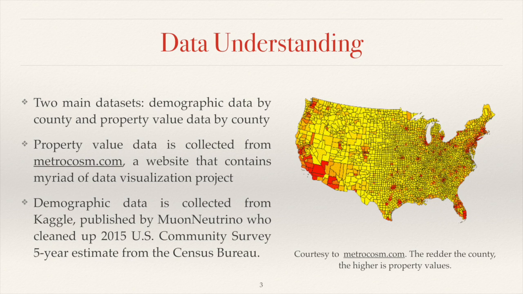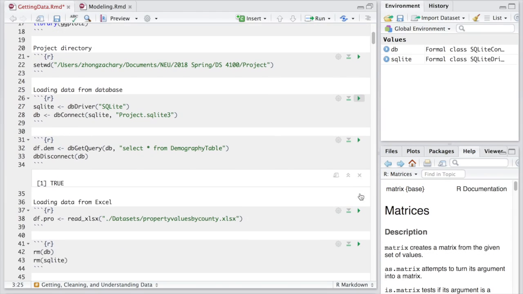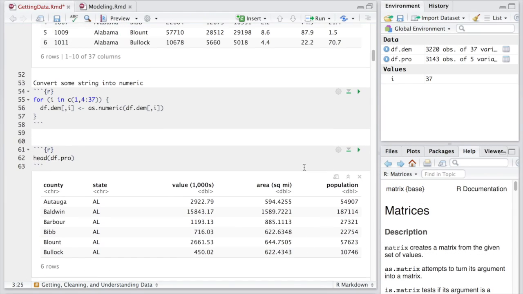Now, let's take a look at what kind of data I'm going to use in this project. I have two main data sets. One is about the demographic data by counties, and the other is the property value data by county. Let me go to RStudio and load those data into a data frame.